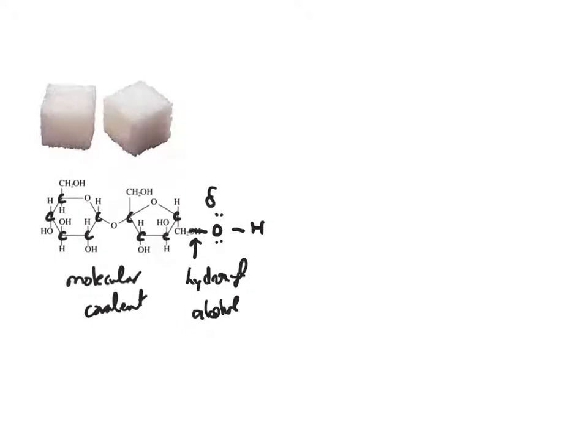But that oxygen's got a partial negative charge due to its electronegativity and the non-bonding pairs of electrons on it. And that hydrogen's got a partial positive charge. And so that hydrogen bonding is what helps hold this sugar crystal together in the solid state. And so we have this extended three-dimensional array of these sugar molecules held in place.